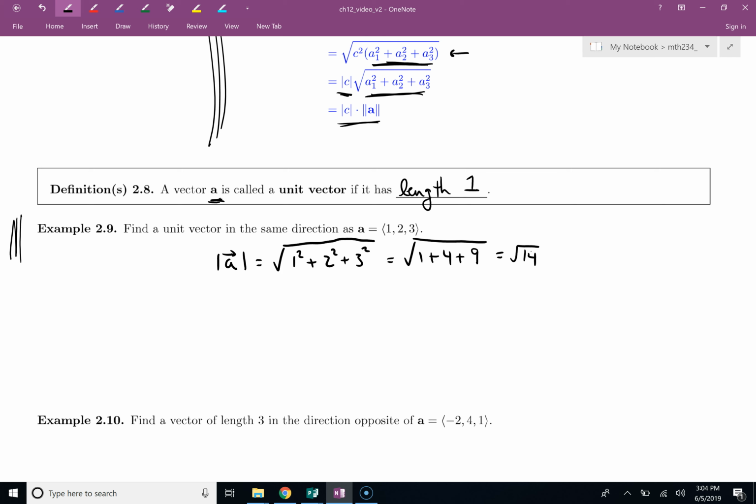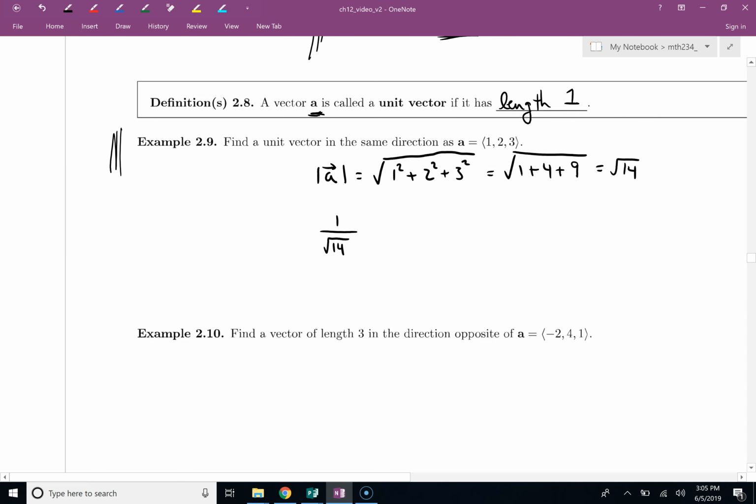So if this thing has length root 14, I'm going to propose we do this: we're going to do 1 divided by root 14, and do this scalar multiplication with the original vector, 1, 2, 3. I think this vector right here is, first of all, in the same direction, but I think this one has the correct length. So let's go ahead and check really quick.